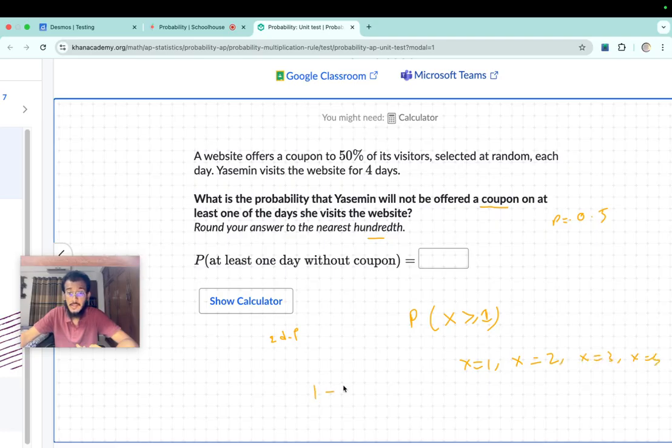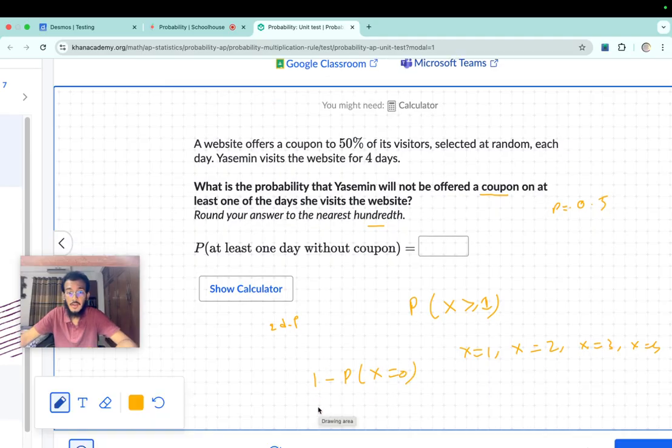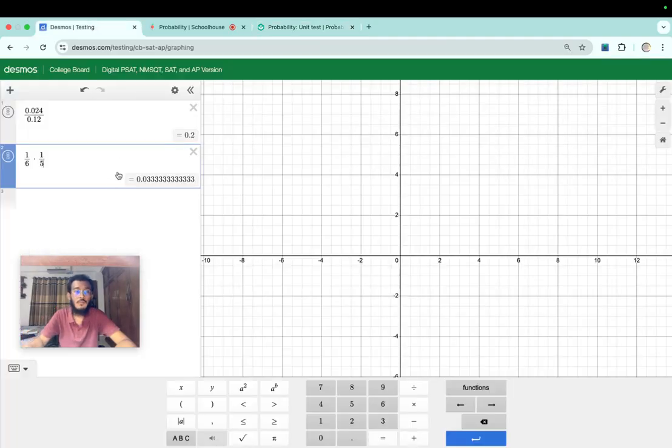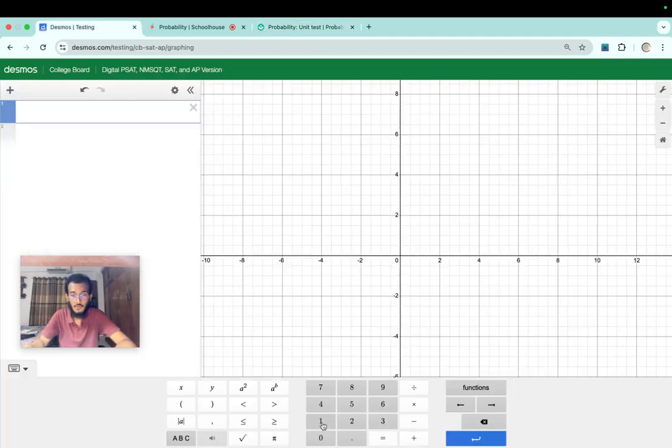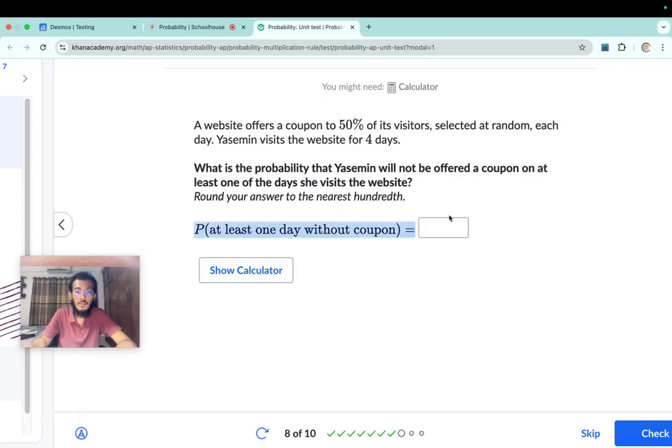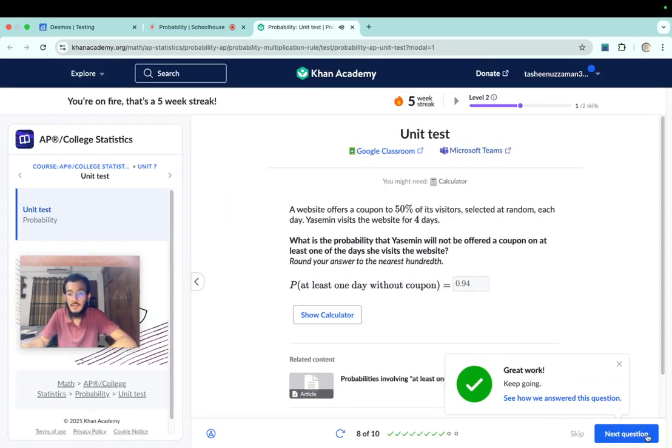We subtract: 1 minus the probability of x equals 0. So 1 minus 0.5 to the power 4. We have two significant digits, so 0.94. 0.94. Let's see. All right.